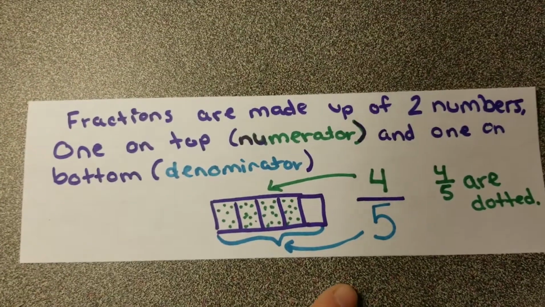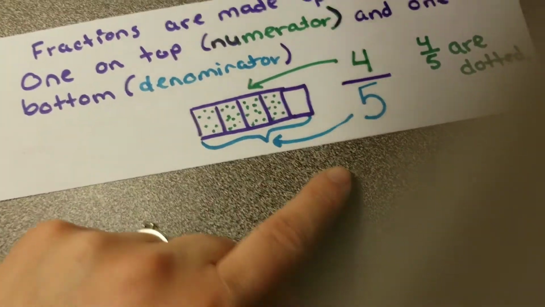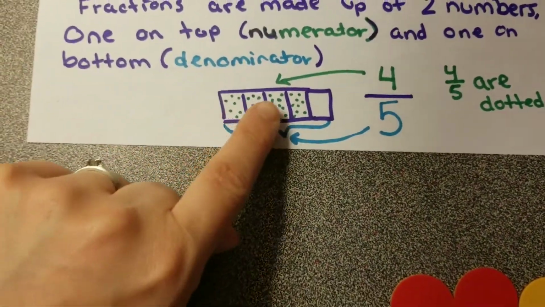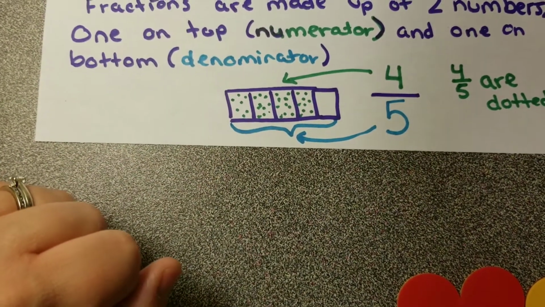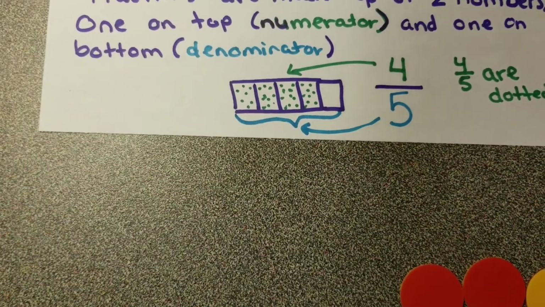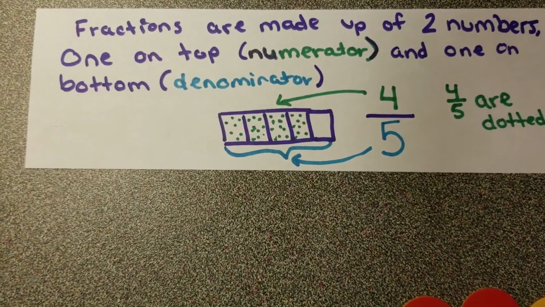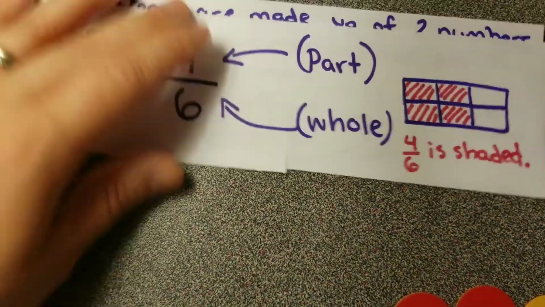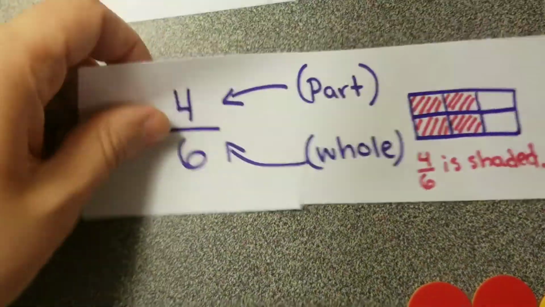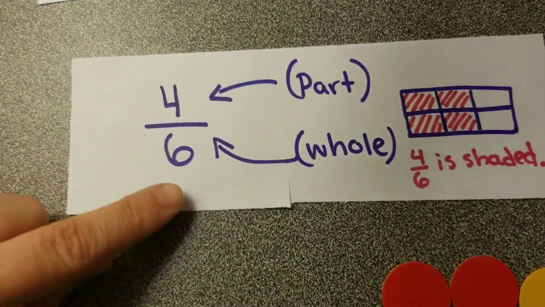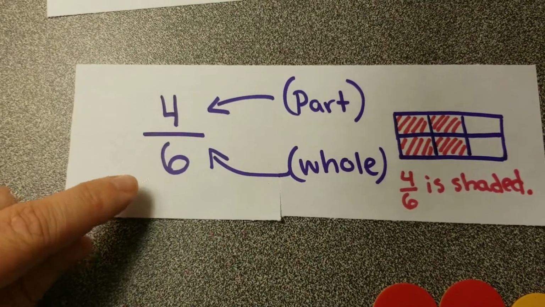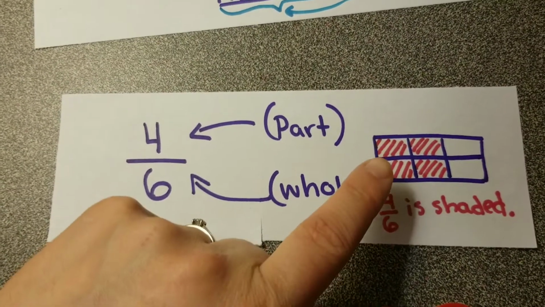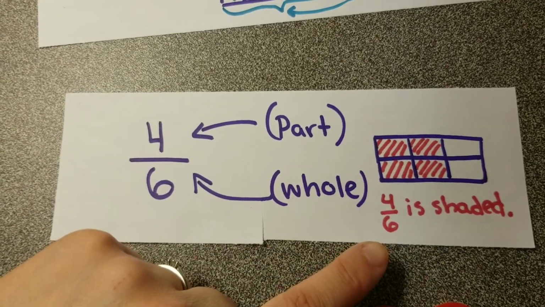The really important thing to remember is that on top is the number of pieces that you are looking at, the parts, and on the bottom is the total number of pieces. So on top, you are looking at the parts, and on the bottom is the whole thing. So here we can say that 4 pieces out of 6 are shaded.